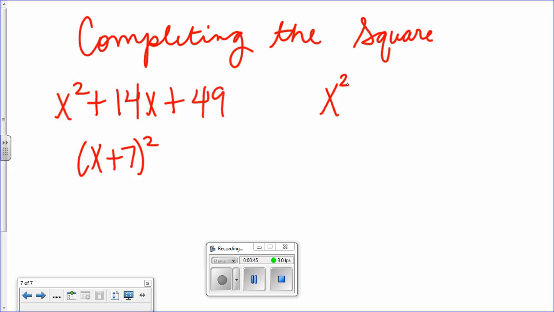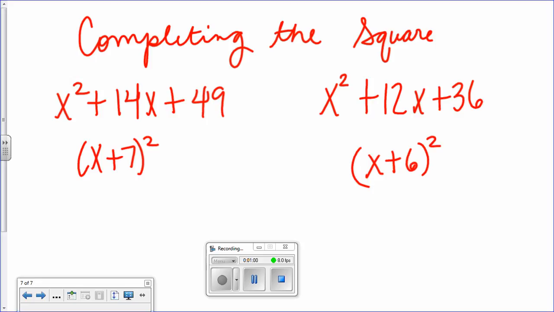Here's another one: x² + 12x + 36. That's beautiful. It factors down to (x + 6)(x + 6). We can write (x + 6)². Okay? What do you notice about both of these problems, these perfect square trinomials? They have a trait. I'll give you one more.